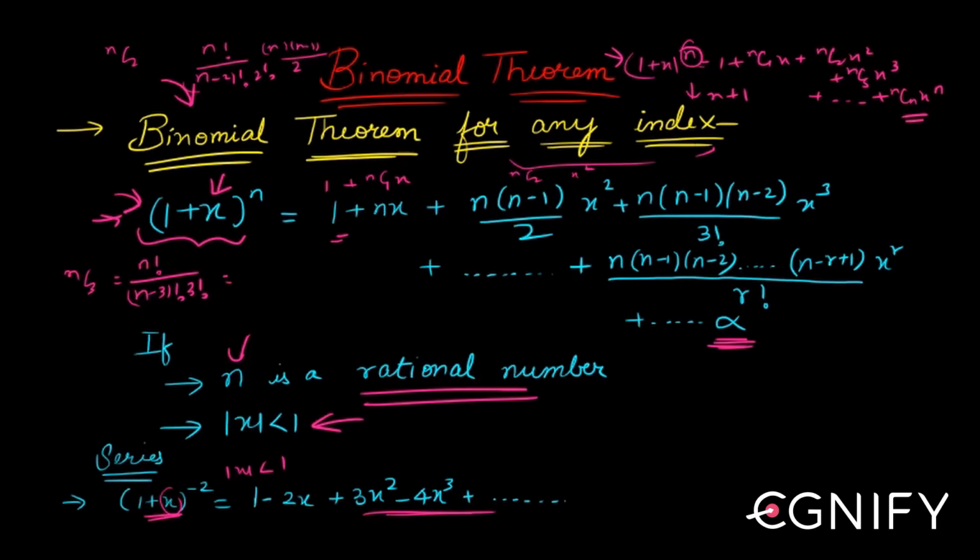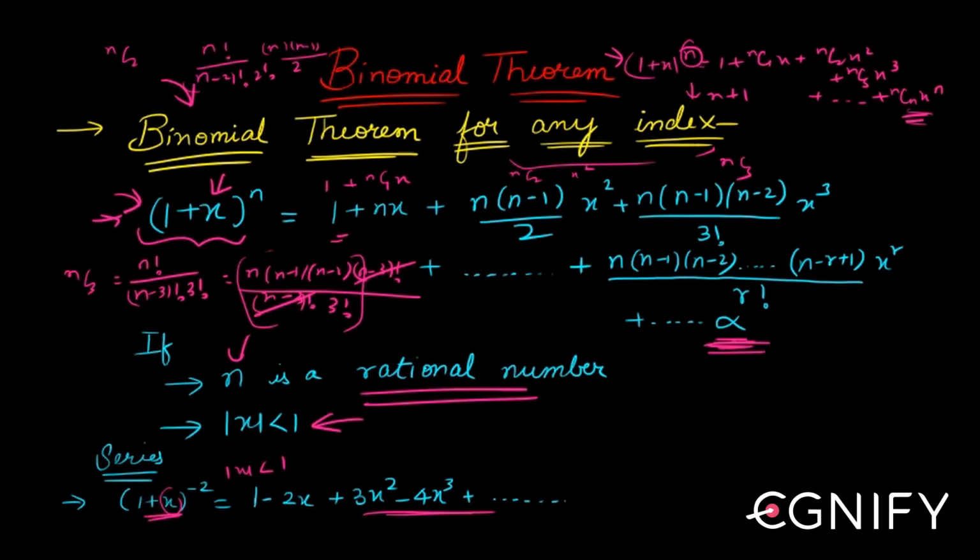So when you expand this, you will have n(n-1)(n-2)(n-3)! divided by (n-3)! into 3!. This (n-3)! gets cancelled. n(n-1)(n-2)/3! is what you have. So that's nC3. So if you can see, it just keeps going up to infinity. It won't stop at nCn x^n. That happens when n is a rational number.